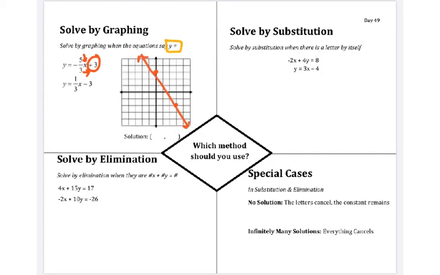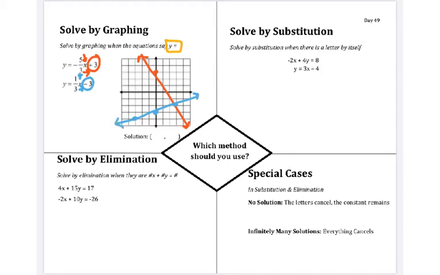So now if we look at the second equation, we have a y-intercept of -3. So I put a dot on -3 on the y-axis. This slope is positive. Positive slopes go up, so up 1 and to the right 3. So from my dot, up 1 over 3. Same thing other direction, 1 over 3.